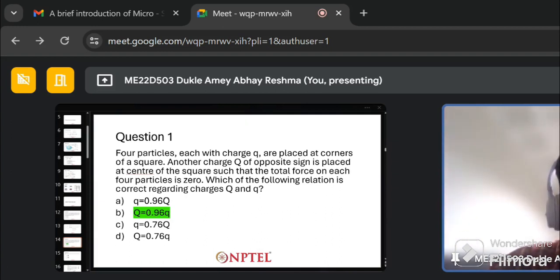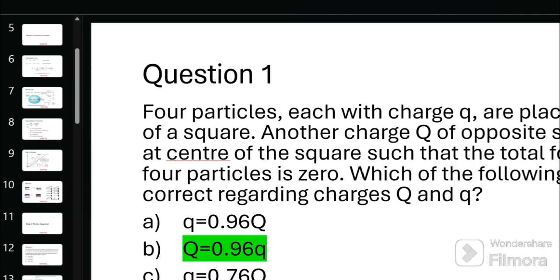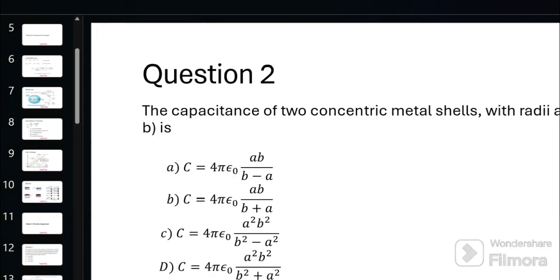Everyone understood? If not, we'll move to the second question. This is quite an easy question.